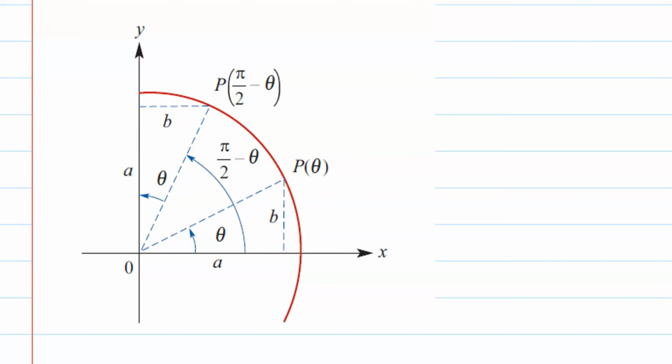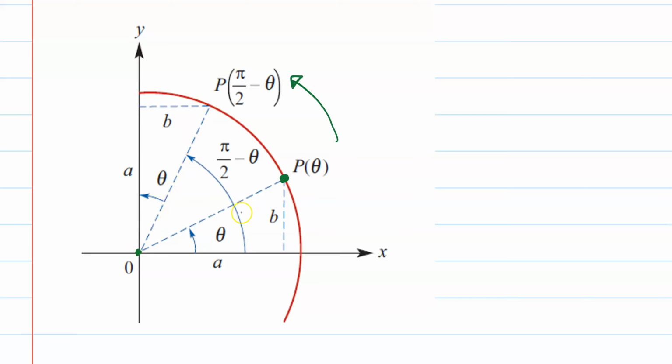Let me get different colors so that you can see. The point P is here, which has an angle theta subtended at the center. Now what I'm going to do is move this point to another point where the angle between the vertical line and that line OP is theta.